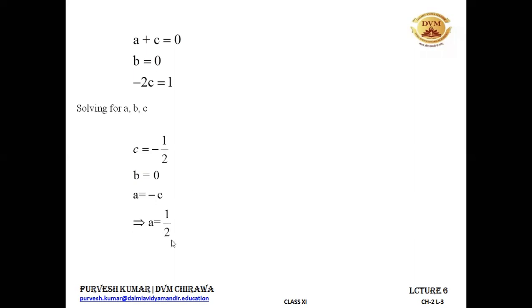All right. Again, I'm telling you what I have done. This minus 2C was equal to 1. So now C becomes equal to 1 by 2, and the minus sign is there, so it will be C equal to minus half. B was equal to 0 only. And A plus C was equal to 0. It means that A equal to minus C. Now C was having value minus half, so A becomes equal to half.